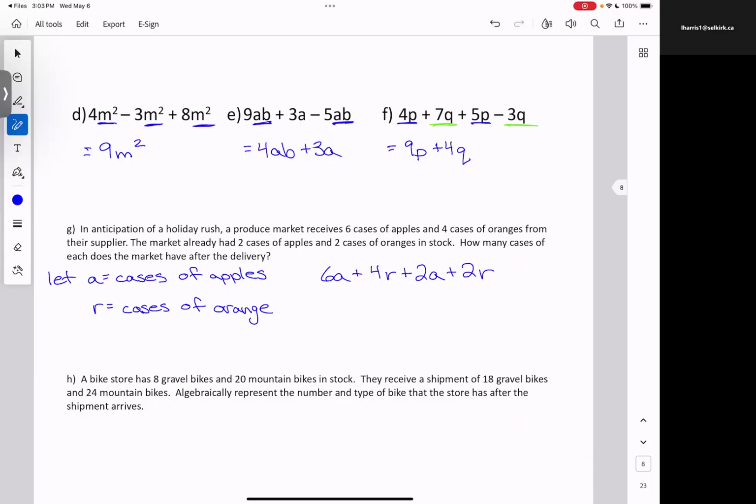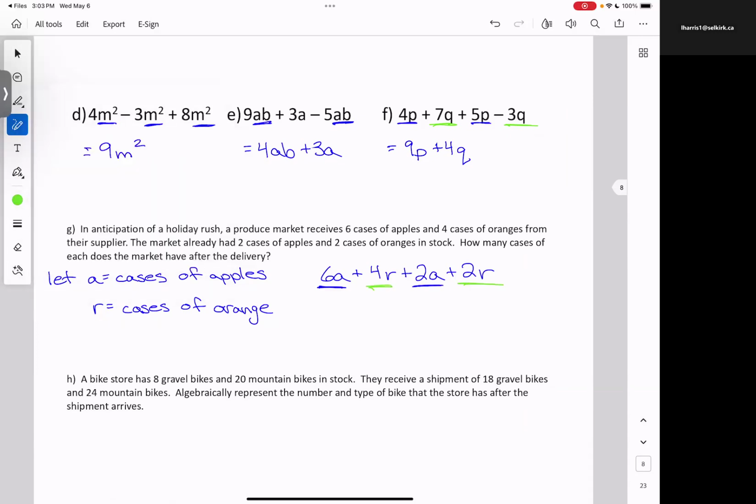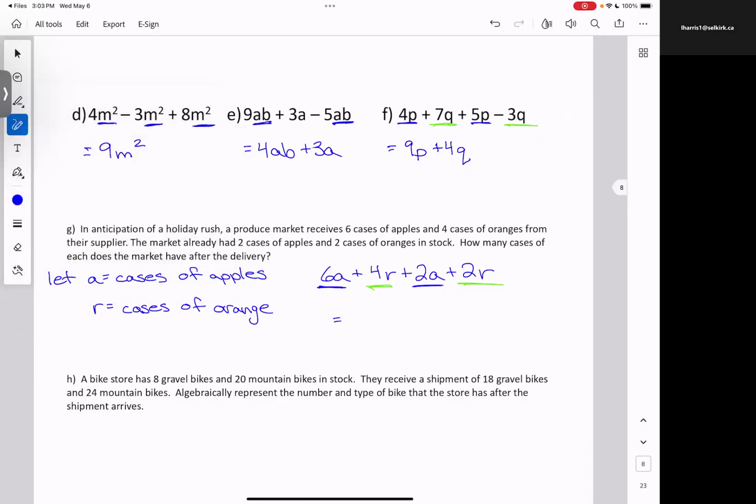So we can look at our like terms here. We've got apples, and then we've got some like terms in our R's or oranges. And we can combine those. So we end up with 8A plus 6R. Okay, so we have 8 apples plus 6 cases of oranges now.